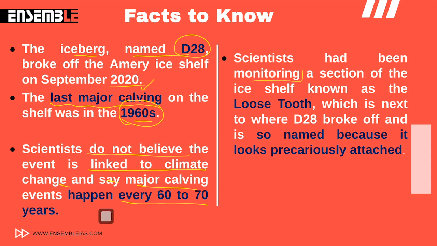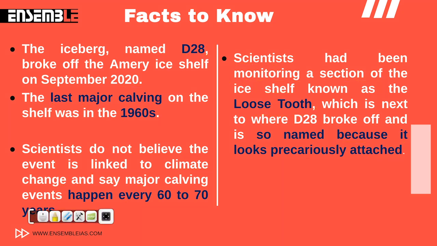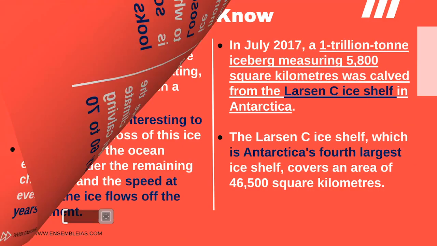Scientists have been monitoring, although they have some apprehension, a section of the ice shelf known as the loose tooth, and this loose tooth is located near D28 on the Amery ice shelf. Why is it called a loose tooth? Because it looks precariously attached still to the main landmass of Antarctica. When a tooth is about to fall from your jaw, it is barely attached to the gum, so it is known as a loose tooth. The term can be asked in various questions, so just for your remembrance, these terms have been used in this presentation.